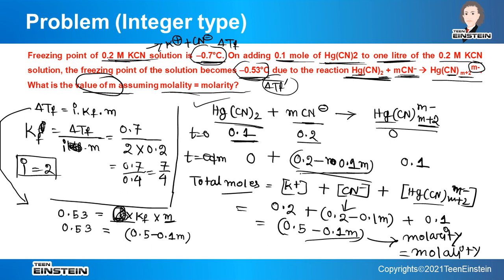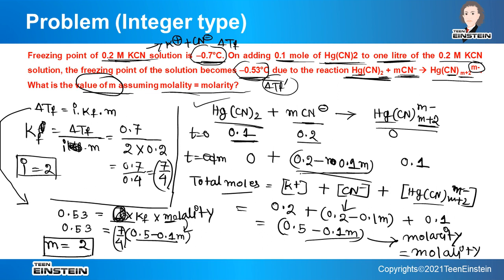So this is molality, and the Kf value we calculated initially is 7/4. So in place of Kf we will write 7/4. This is the Kf value and this is the M value, that is molality. Don't confuse between these two m's. This one is actually molality, and the other small m is the one given in the question, which we have to find out. From the equation 0.53 equal to 7/4 into 0.5 minus 0.1 m, we can find that m will be equal to 2.